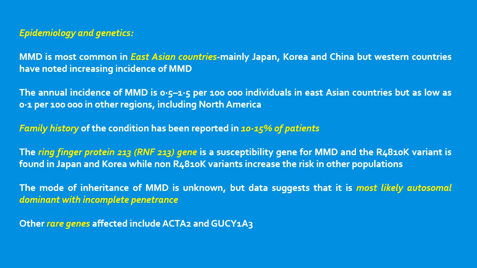Epidemiology and genetics. MMD is most common in East Asian countries, mainly Japan, Korea, and China, but Western countries have noted increasing incidence of MMD. Family history of the condition has been reported in 10 to 15% of patients. The ring finger protein 213 gene is a susceptibility gene for MMD, and different variants are found in different populations. The mode of inheritance is unknown, but data suggests that it is most likely autosomal dominant with incomplete penetrance.